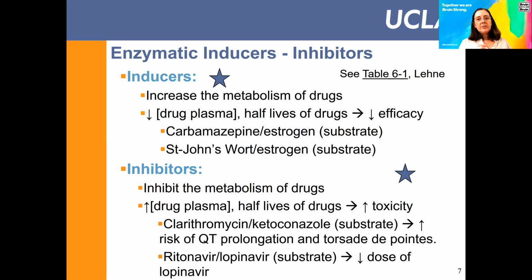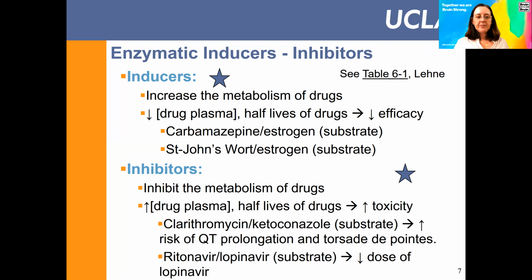So this interaction is more severe than, of course, if you don't want to become pregnant and you become pregnant, that can be a problem. But with the clarithromycin-ketoconazole interaction, it can lead to a cardiac arrest.